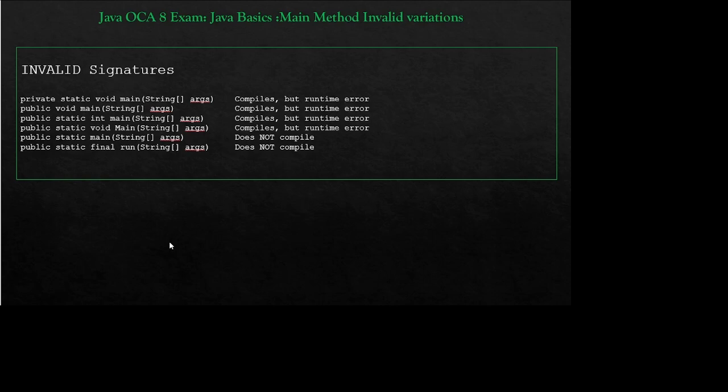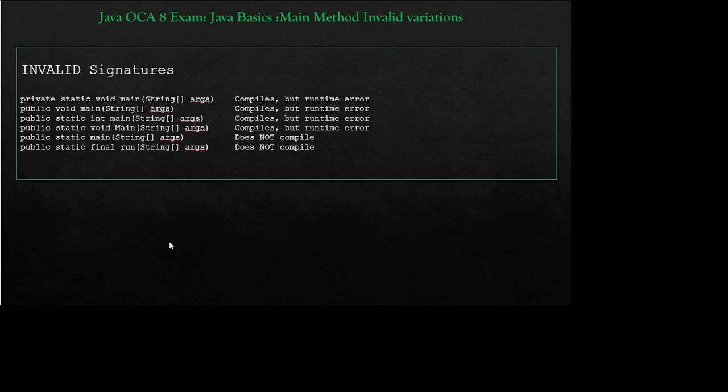Then you have public static int main. Int won't work because the main method is not returning an int value, right? It's not returning anything, so it's void. It has to match. So this also will not work. Then we have public static void Main with a capital M, right? That's a wrong name. It will not match. It has to be a small m. Then public static main. Where is void there, right? That's totally missing there, so it will not compile.